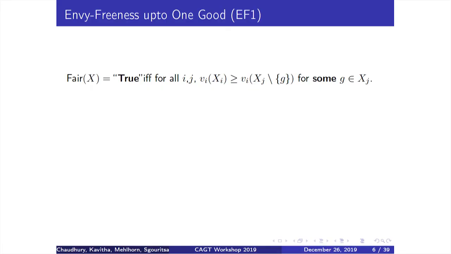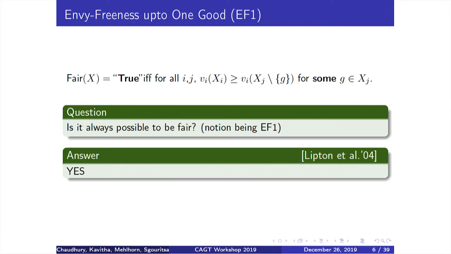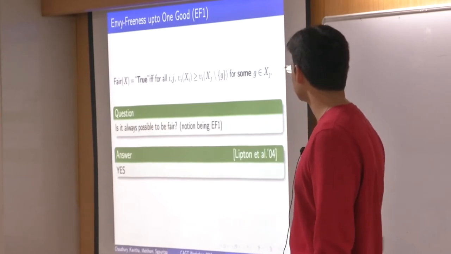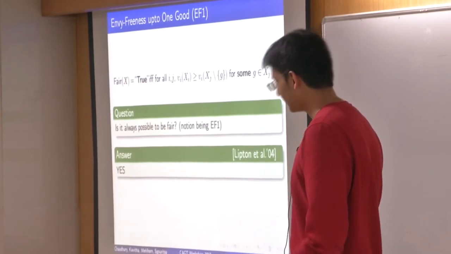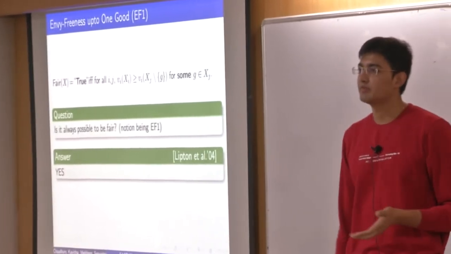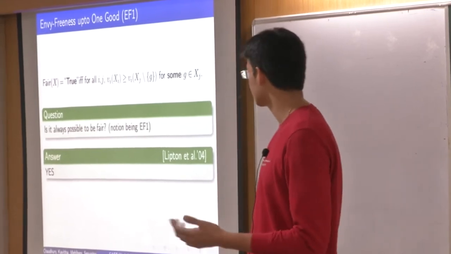So given this notion of fairness, we ask the same set of questions: is it always possible to be fair? The notion being EF1, the answer is yes. It's a result by Lipton. It's a pretty neat algorithm, and it in fact tells us that no matter what the valuation functions look like, in strongly polynomially many value queries. So by value query, I mean this.